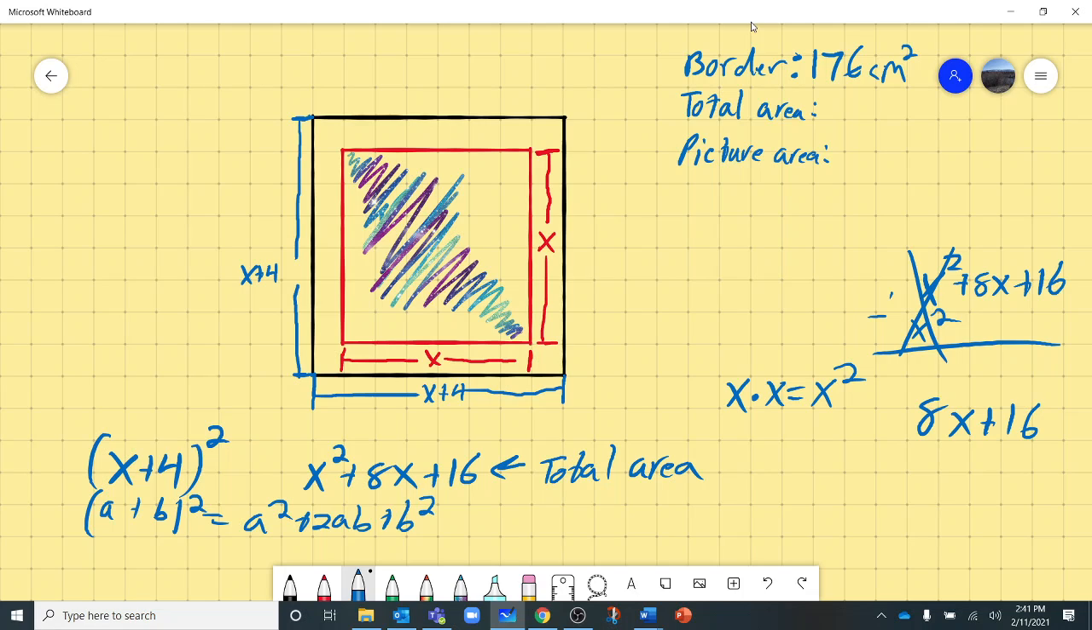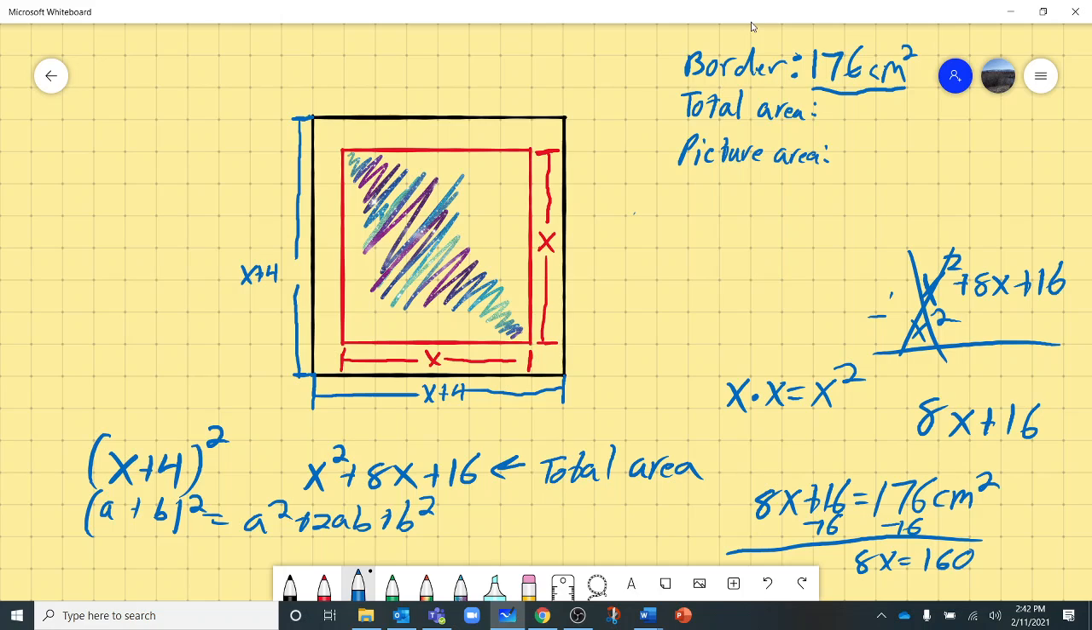So let's go ahead and make an equation now, because we know that the border has to be 176 centimeters squared. So we'll go 8x plus 16 is equal to 176 centimeters squared. Subtract 16 from both sides. 8x equals 160 centimeters squared. Divide both sides by 8. And we get x is equal to 20 centimeters squared.